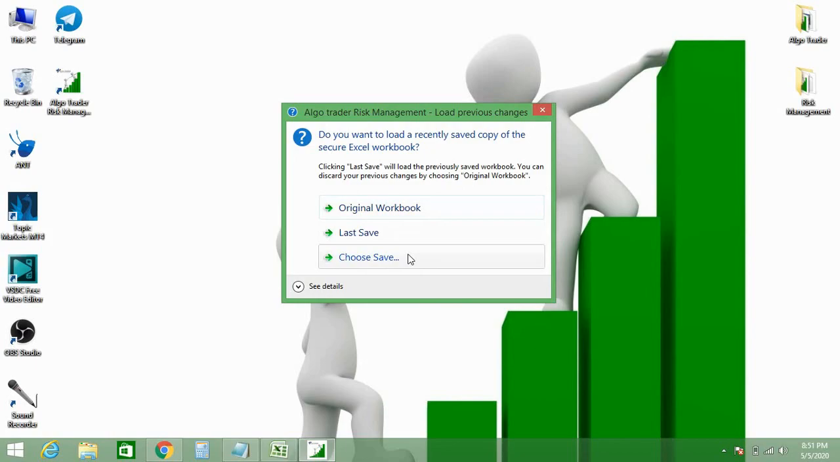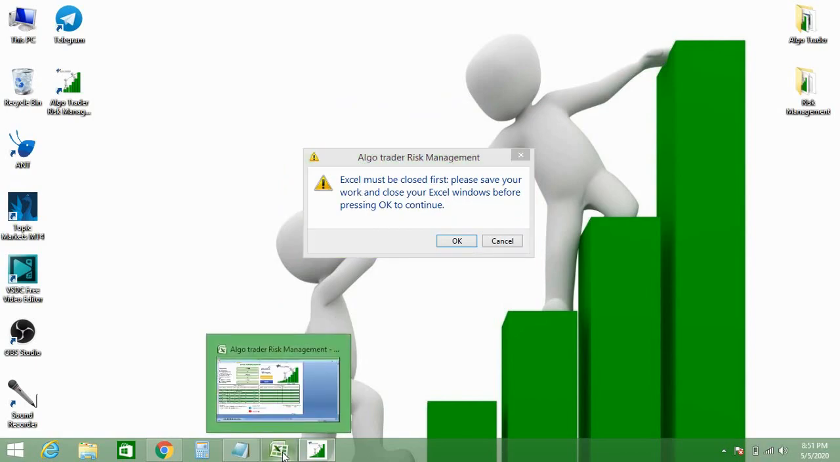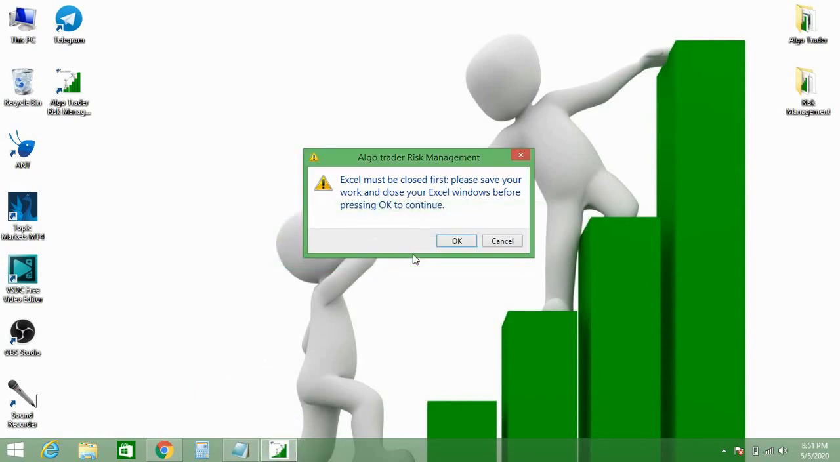Okay guys, it's giving a warning because even though it's an executable file, it utilizes Microsoft Excel for all its calculations. So if you have any unsaved open workbook, please save and close it so that you don't lose your precious data. Okay, I closed mine and I'm clicking OK. Let the program start. Okay guys, this is the overall view of the Algo Trader risk management sheet.